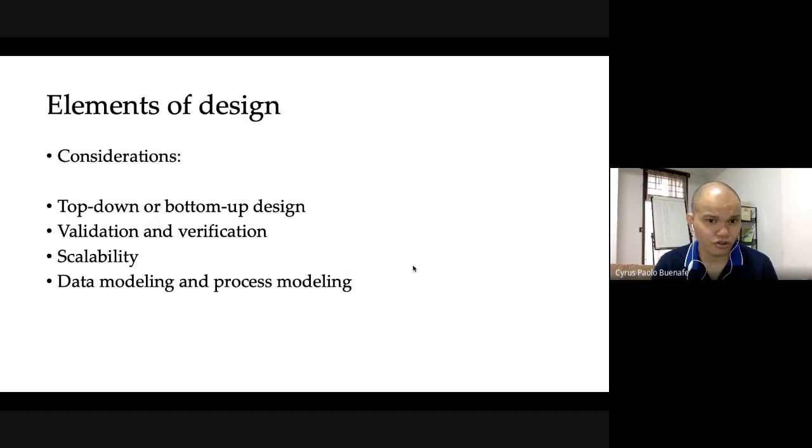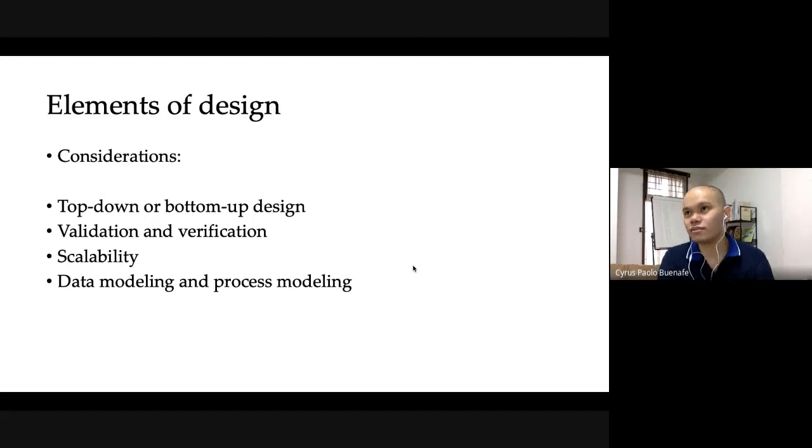There are some considerations when we start to think about the design elements. The first idea is: are we going to look at a top-down or a bottom-up approach to design? We'll talk about that in a while. Next, validation and verification. How do we find out whether our design is okay? How do we determine goodness of fit? These two things will come up in the picture.